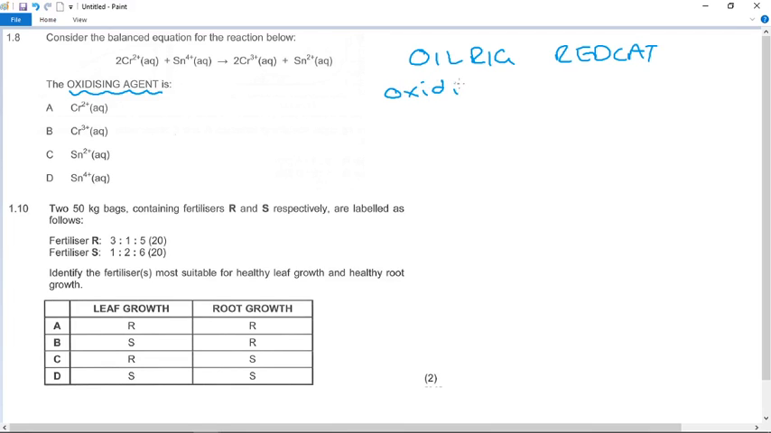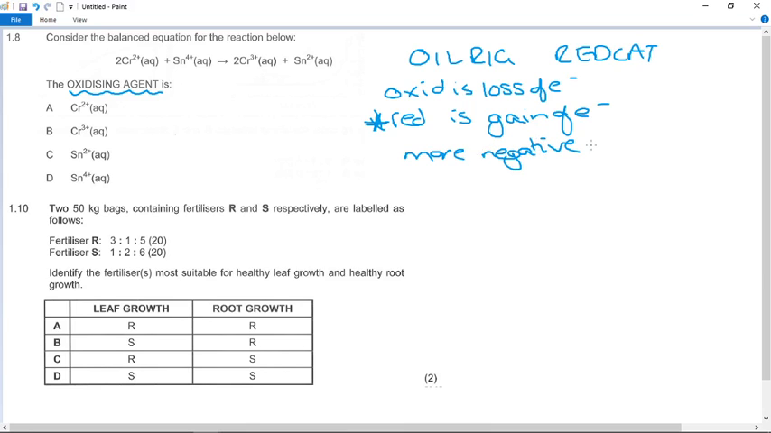Oxidation is loss of electrons, reduction is gain of electrons. So the oxidizing agent is itself reduced. So who has gained electrons? And if you gain electrons, you become more negative, okay? So who has become more negative here? Oxidation is loss, reduction is gain. Let's just think. Who becomes more negative? Am I right here?